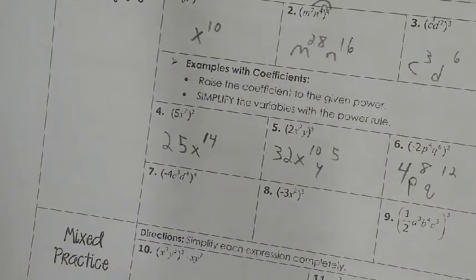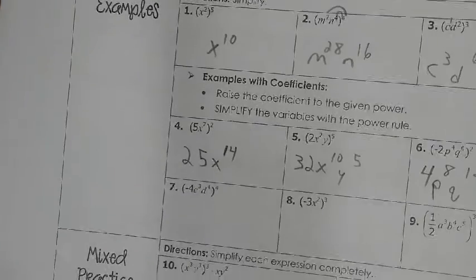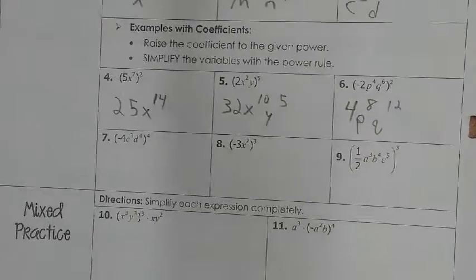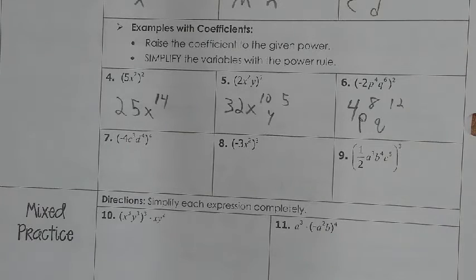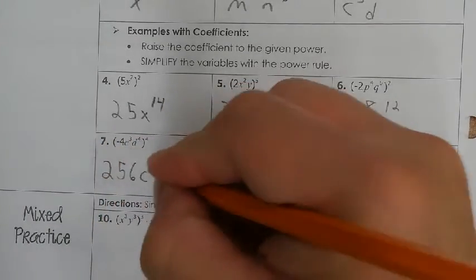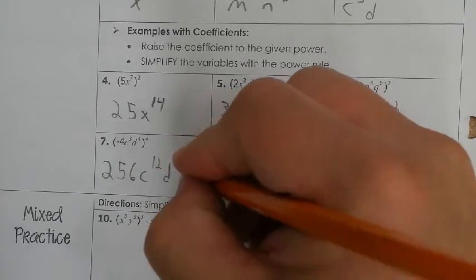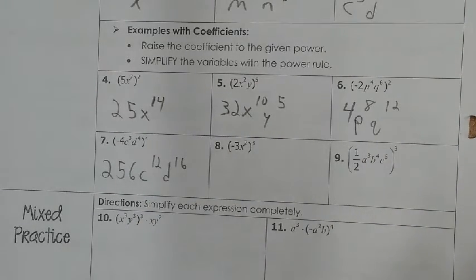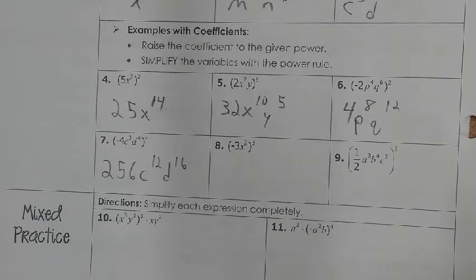So I want you all to try 7 through 9, and then we'll go over them together. Try 7 through 9. So, what did you get for 7? 256 c to the power of 12, d to the power of 16. Very good. So 256, c to the 12th, d to the 16th. Number 8. Anybody want to give a guess?